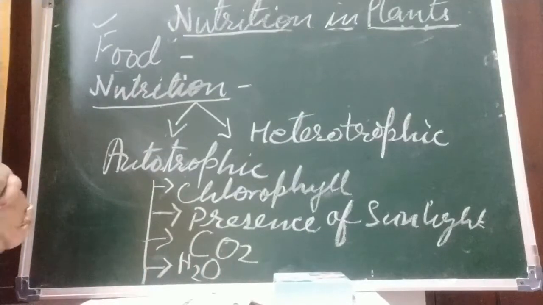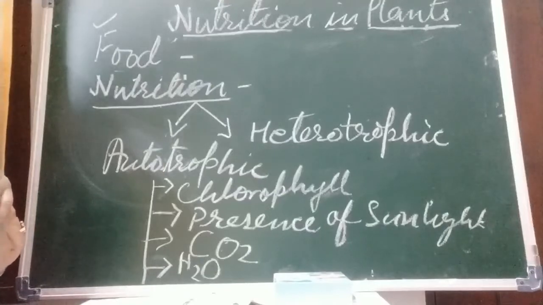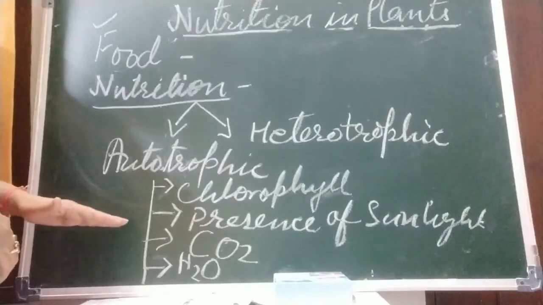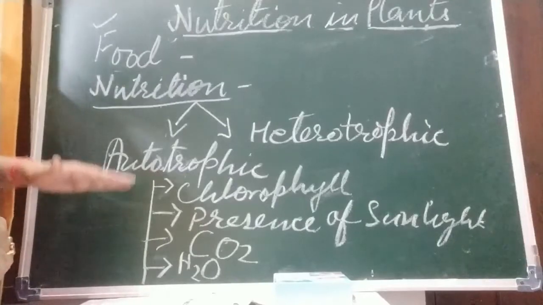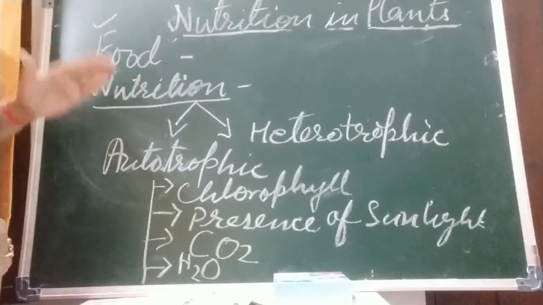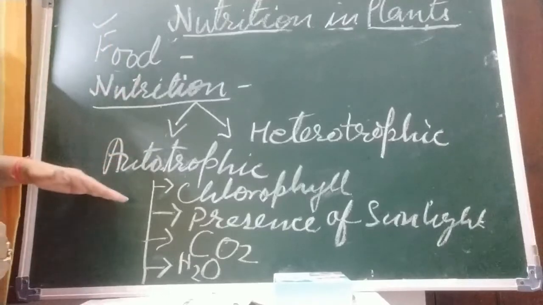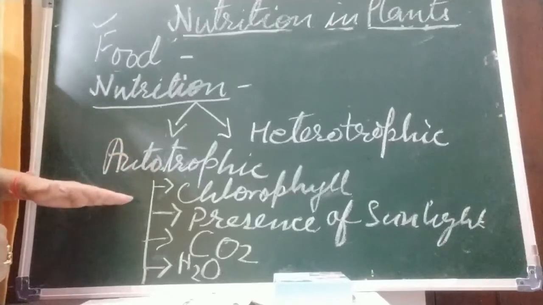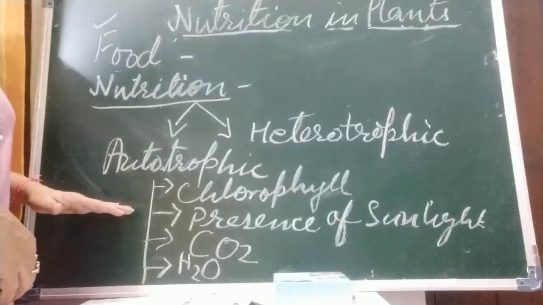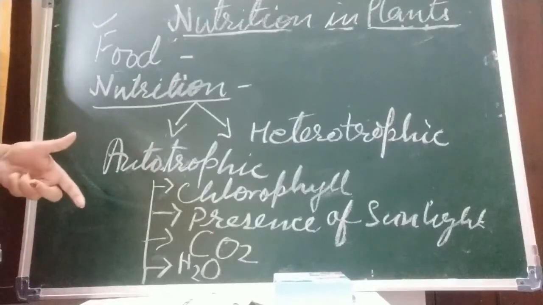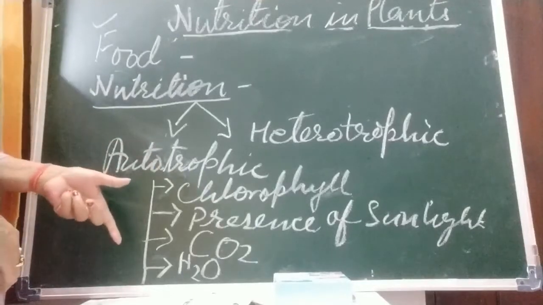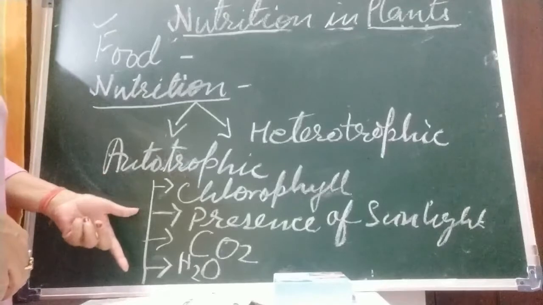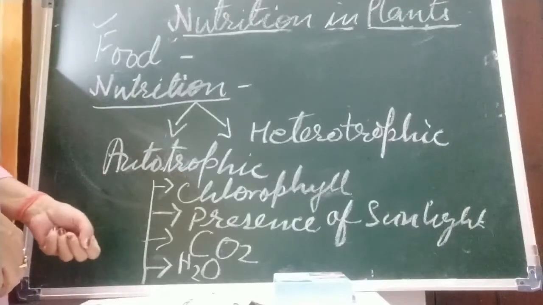There are tiny hairs in the roots of the plant, and these tiny hairs absorb water and minerals, and this water and mineral move from root to stem, from stem to leaves. The leaf is the main place where this process takes place. What do we call this process? Photosynthesis. So for photosynthesis, what four things are important? Chlorophyll, presence of sunlight, carbon dioxide and H2O.